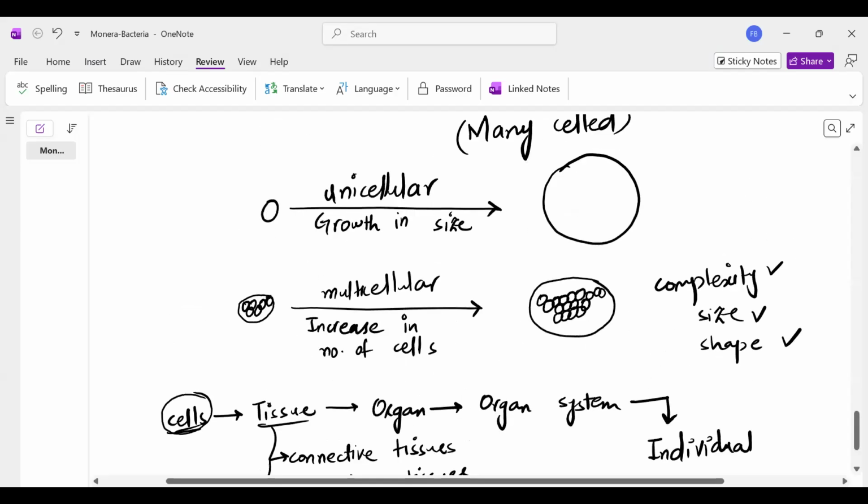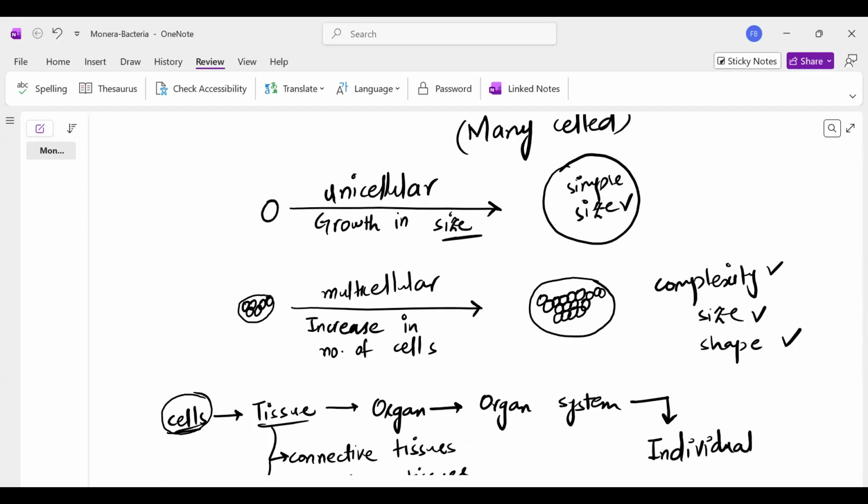But when we talk about the unicellular organism, there is just growth in size. Okay, and they are not complex. Unicellular organisms are not complex. They are simple. Here, they just grow in size. There is an increase in their size, and their shape changes as well. Okay. Then after growth, I hope you are clear with the difference of the growth in the multicellular and the unicellular organisms.